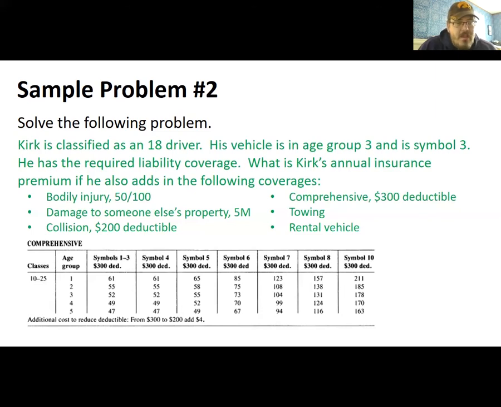So kind of the same deal, we're going to find for age group 3 and symbol 3 for the comprehensive coverage at a $300 deductible. That's going to be $52.